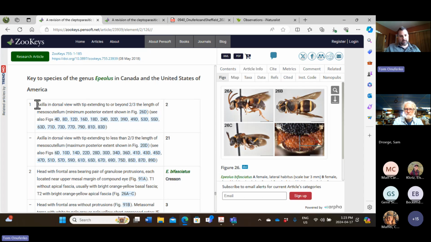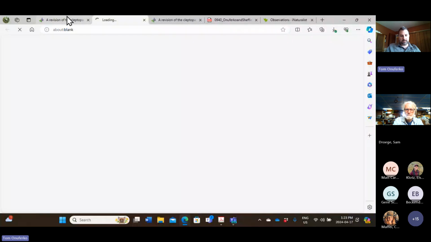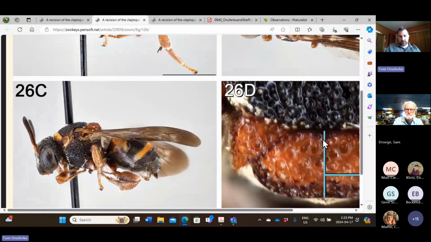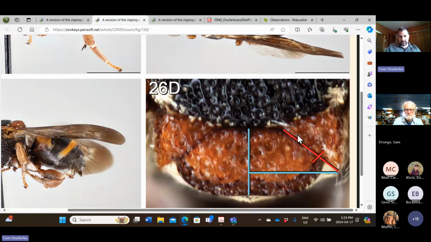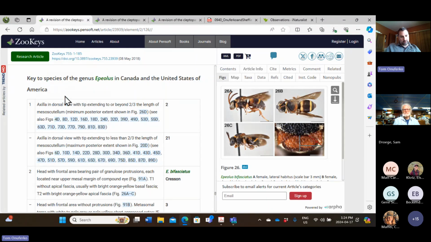So the first character here refers to the posterior extent of the axillae, and this is relative to the length of the mesoscutellum. So I'll just blow up this picture here. These are the axillae of an Epeolus species. This is Epeolus bifasciatus. Here's the mesoscutellum, and I've drawn a line of how far back it goes. The first half of the couplet basically leads to the species where the axillae extend further than 2/3 the length of the mesoscutellum. The other one is less than that. It might seem like an arbitrary cutoff, but it is quite reliable.